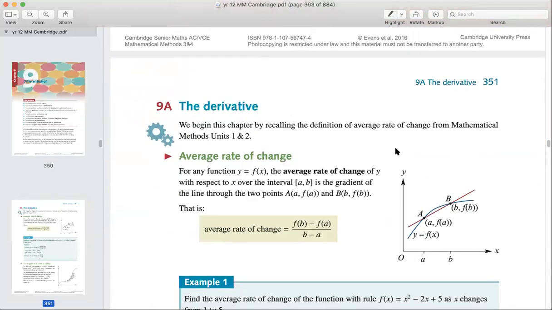Basically, the derivative just means rate of change. Just remember this one: derivative just means rate of change. And if we're specific, it means instantaneous rate of change. So it means the rate of change at some certain point.